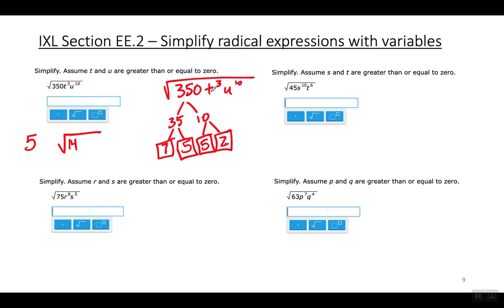All right, now t to the third power, I could break it up into t to the second power times t to the first power. The square root of t to the second power is t, and the t to the first power stays underneath the radical sign. And the u to the 10th power, I could break it up into u to the 5th power times u to the 5th power. So that means that the square root of u to the 10th power is u to the 5th power. And that is my simplified answer.